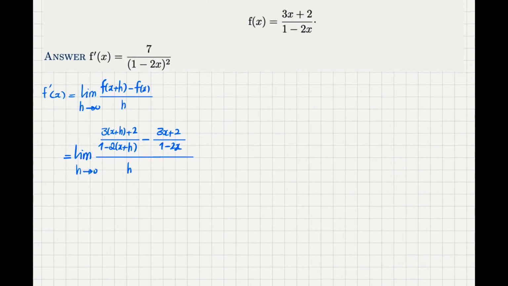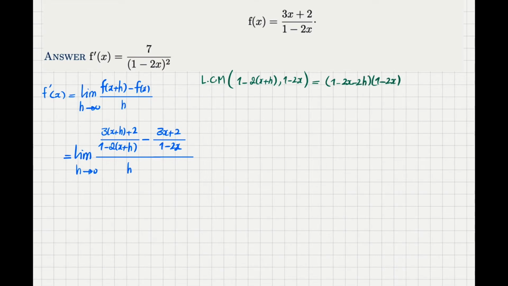so what I want to do is get rid of these partial fractions that you see here. To do that, I need to find the LCM of the denominators. So LCM, let me write it here. The denominators are 1 minus 2 times (x plus h) and 1 minus 2x. Because they don't have any factor in common, I just multiply them. And instead of this expression, I can simply write 1 minus 2x minus 2h. So this becomes 1 minus 2x minus 2h multiplied by 1 minus 2x.